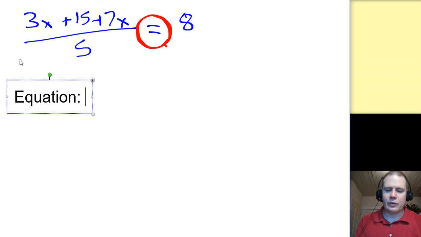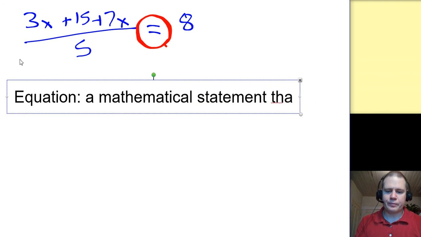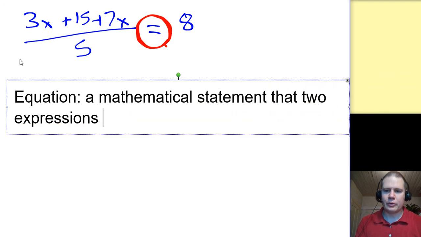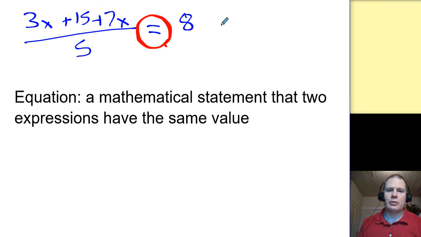An equation is a mathematical statement that two expressions have the same value. Now, often our equations are going to have a single value on one side, right? What's the value of this expression? 8. Done. I can change that. Let's go back to blue.